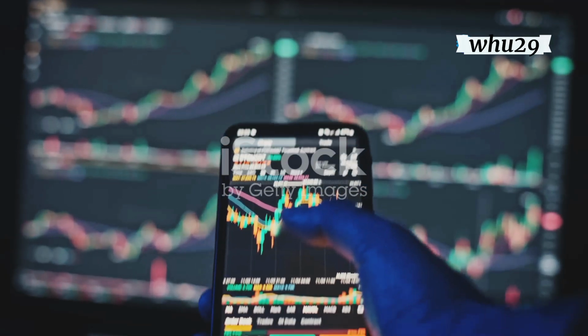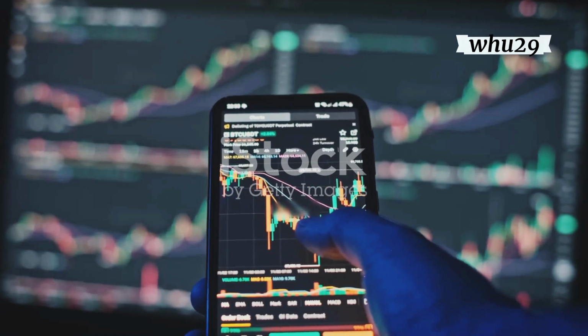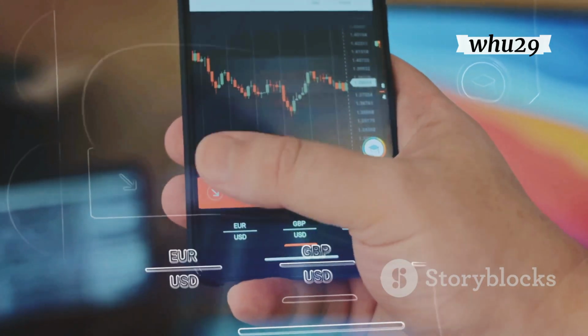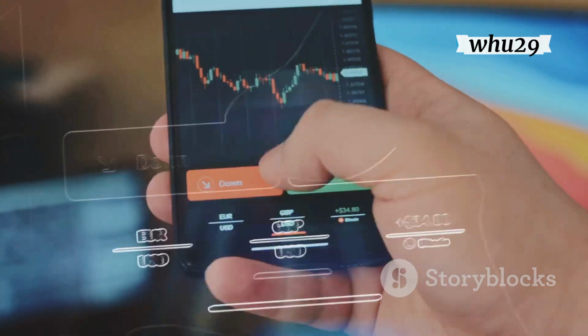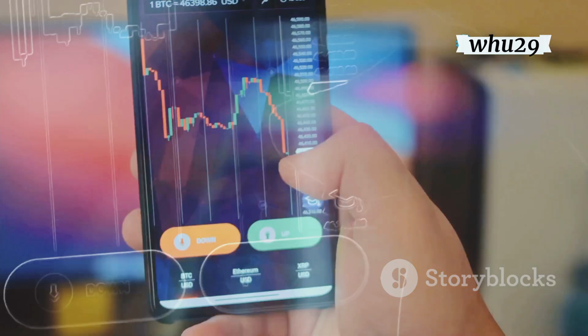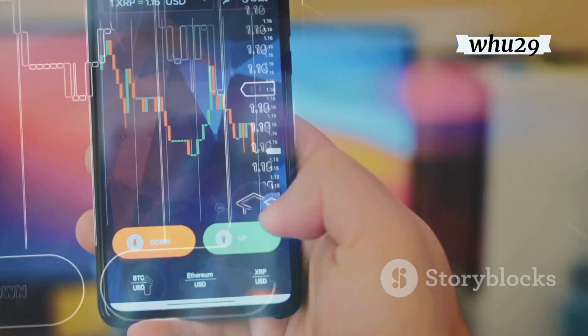Now, here are some golden rules for successful trading. Start with a demo account. Learn before investing real money. Follow market trends. Use news and analysis. Risk management is key. Never invest all your money in one trade. Use strategies. Try the martingale or support and resistance strategy.